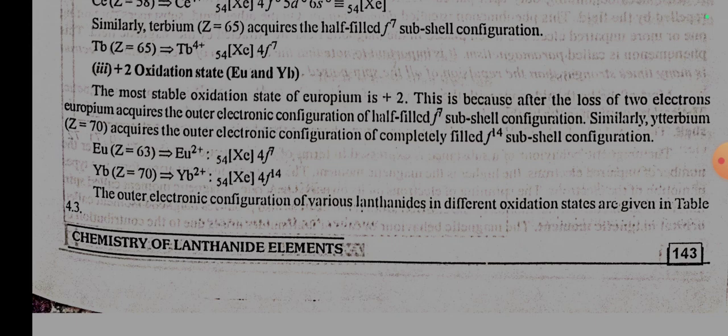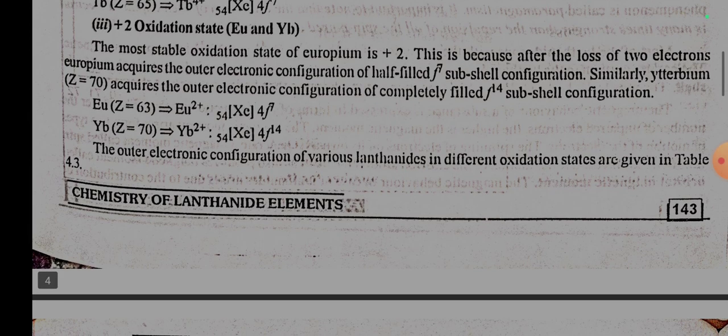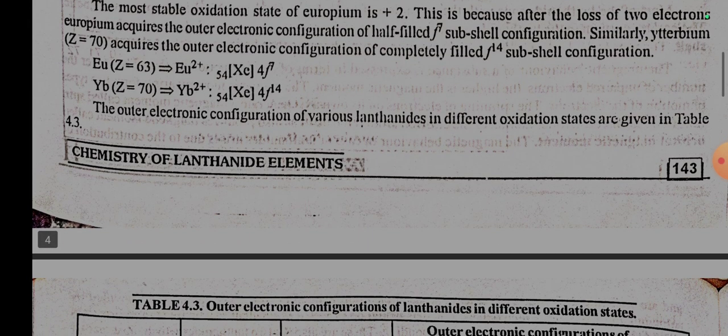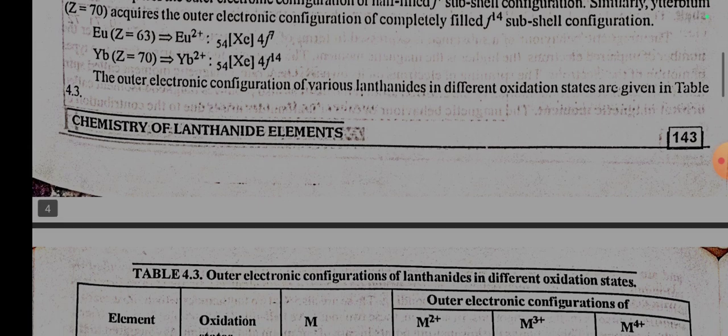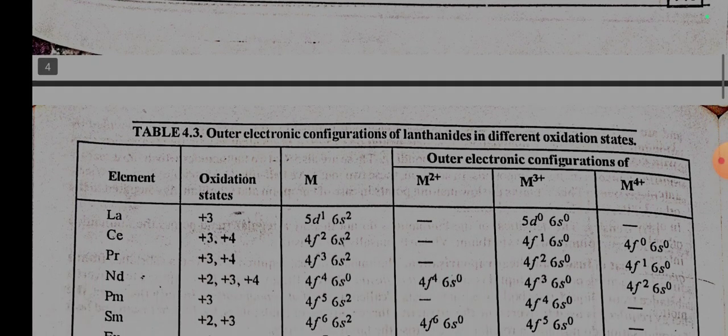Number 3. +2 oxidation state: Eu and Yb. The most stable oxidation state of europium is +2. This is because after the loss of 2 electrons, europium acquires the outer electronic configuration of half-filled f7 subshell configuration. Similarly, ytterbium, Z equals 70, acquires the outer electronic configuration of completely filled f14 subshell configuration. Eu, Z equals 63. Eu2+: [54Xe] 4f7. Yb, Z equals 70. Yb2+: [54Xe] 4f14. The outer electronic configurations of various lanthanides in different oxidation states are given in table 4.3.